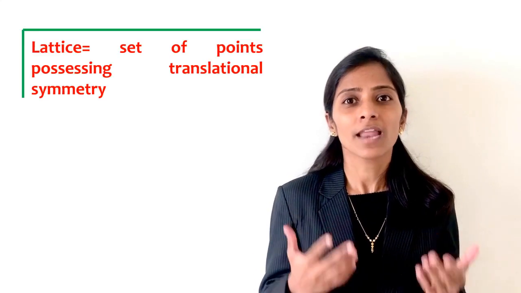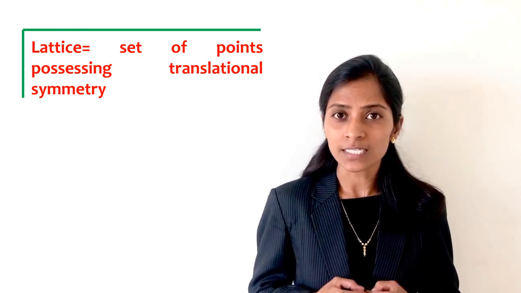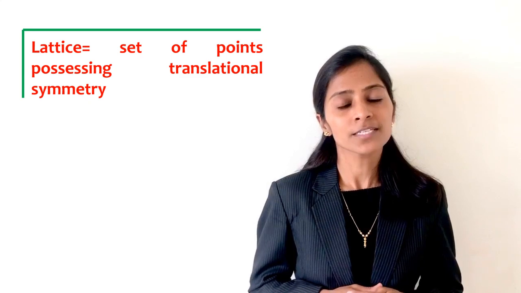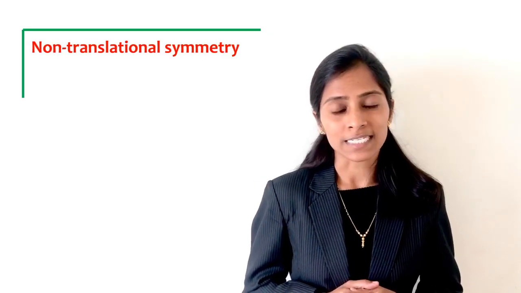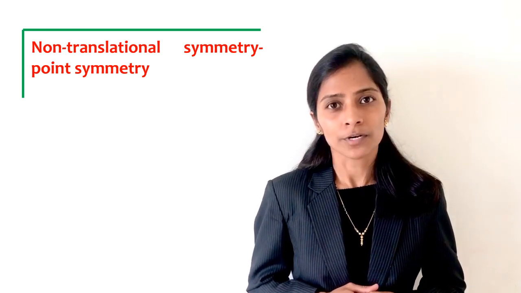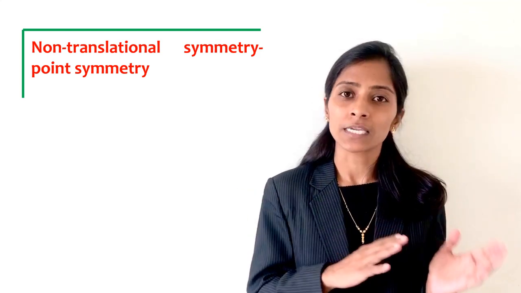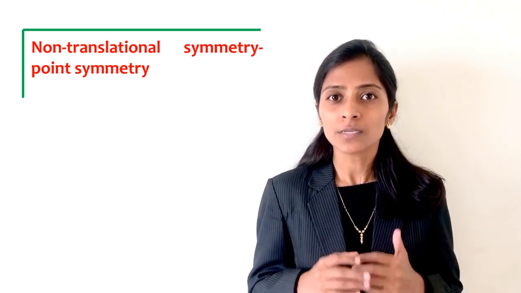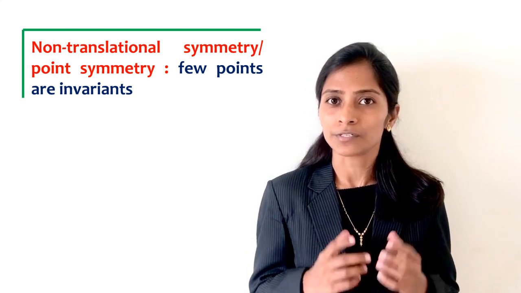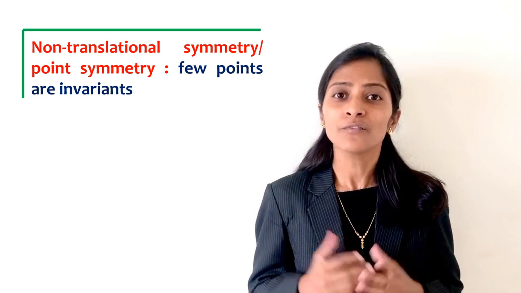Thus, we can define a lattice as a set of points possessing translation symmetry. Thus, translation symmetry becomes the defining symmetry of that lattice. In addition to this translation symmetry, a lattice may possess non-translation symmetry as well. This non-translation symmetry is also called point symmetry, because in the case of translation symmetry, all the points get shifted, but a few points remain unchanged in the case of point symmetry. To understand the concept of point symmetry, let's look at a few examples.